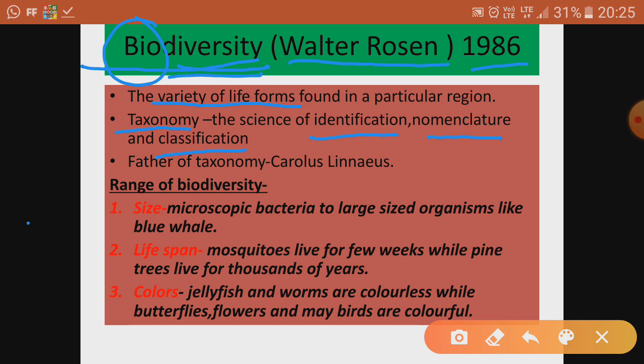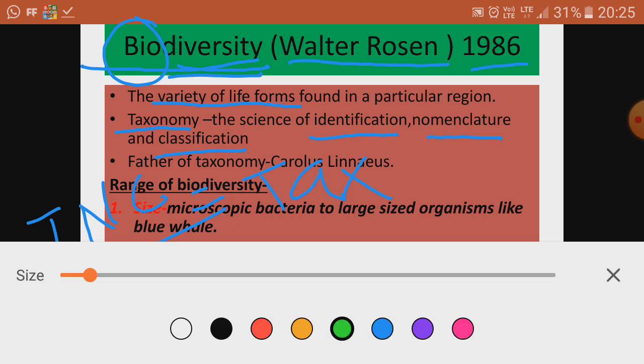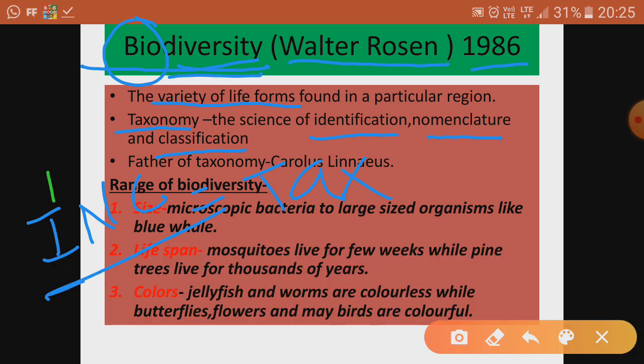Okay, so how to remember taxonomy? Taxonomy is INC, I-N-C. INC equals taxonomy. INC is identification, nomenclature and then classification. First of all, we identify any plant. For example, we have identified a new plant which scientists have not given any name, or have not classified.